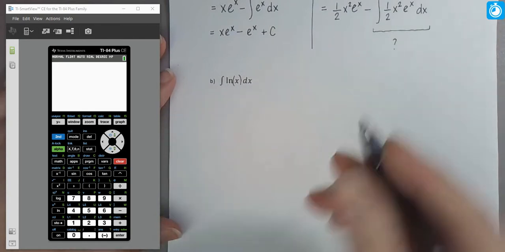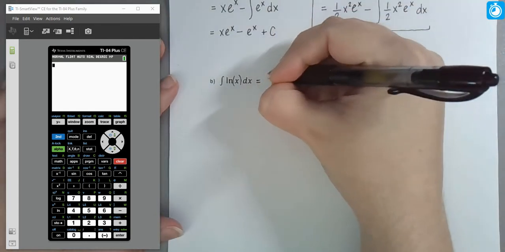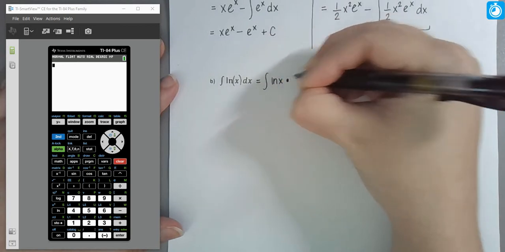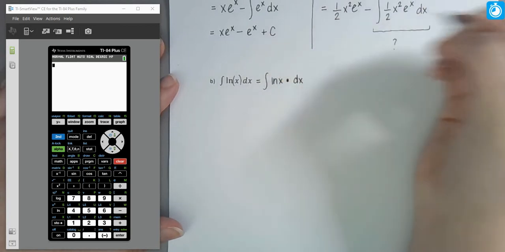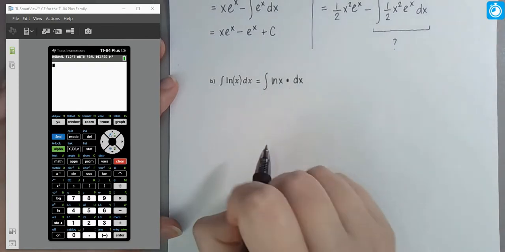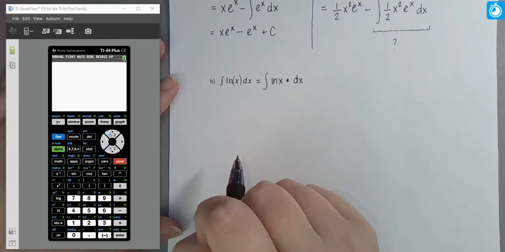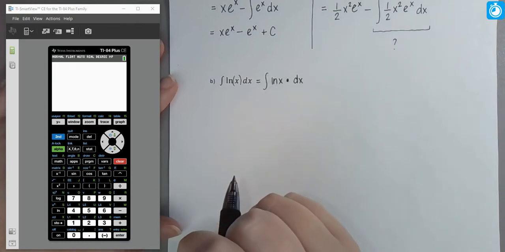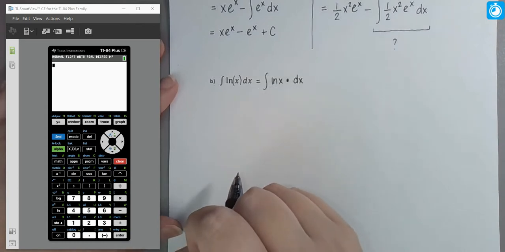If we were to think of this as a product, the only way to think of this as a product is to think of ln of x as one part and dx as another part. Now we could also think of there as just maybe being a 1. If we wanted to add in another function that's multiplied in all of this, we could add in the function 1. That's certainly a possibility.